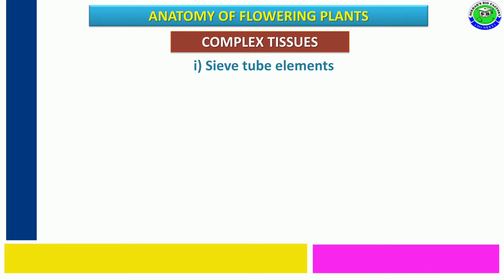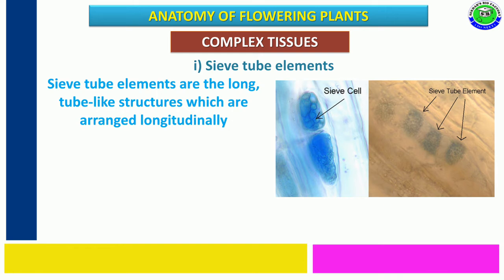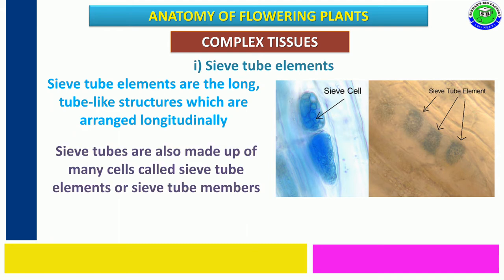Out of these four components, except phloem fibers, the remaining three are living cells. Sieve tube elements are tube-like structures, but not a cell. Generally these are tube-like structures arranged longitudinally in the phloem. Sieve tubes are made up of many cells called sieve tube elements or sieve tube members. All these cells become a long tube-like structure called a sieve tube.